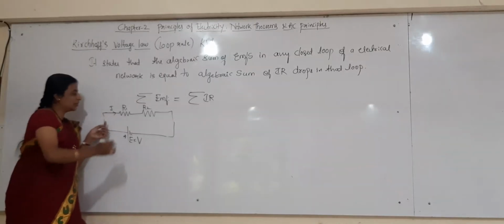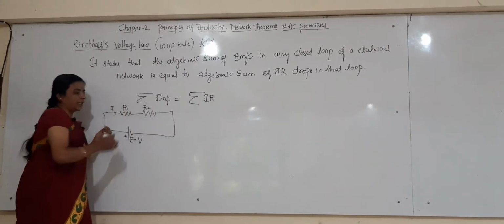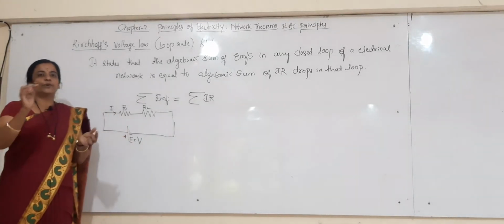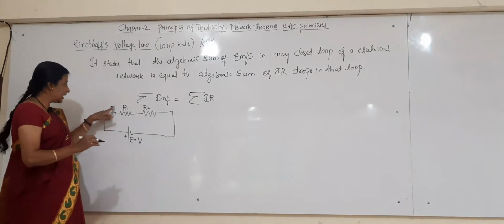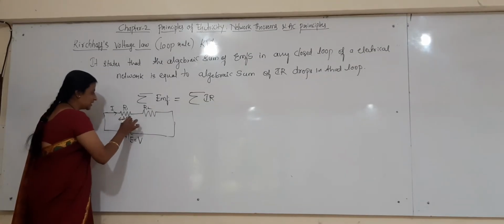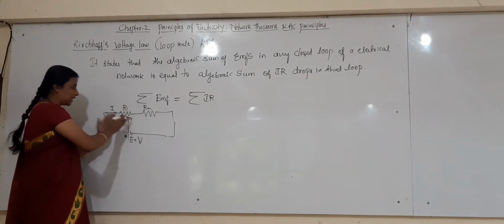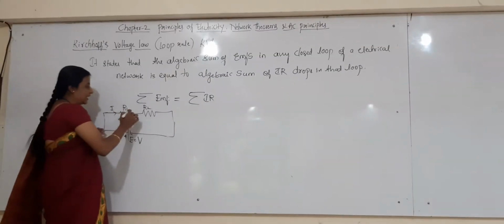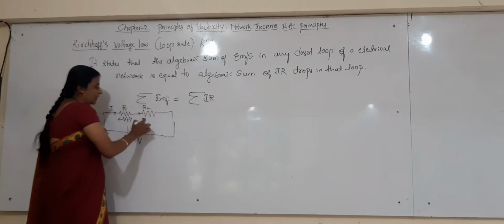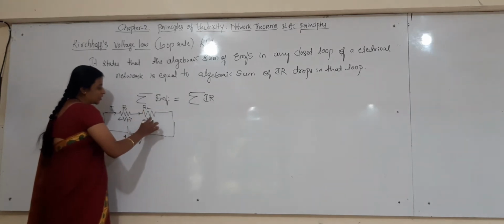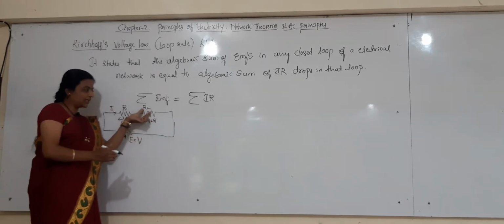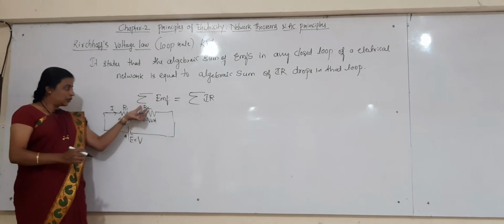When current flows, an IR drop takes place across R1. IR drop means the product of current and R1 is the voltage drop V1, which appears across R1. Similarly, the same current flows through R2 also. There is also a voltage drop, which we call V2, and it appears across R2.